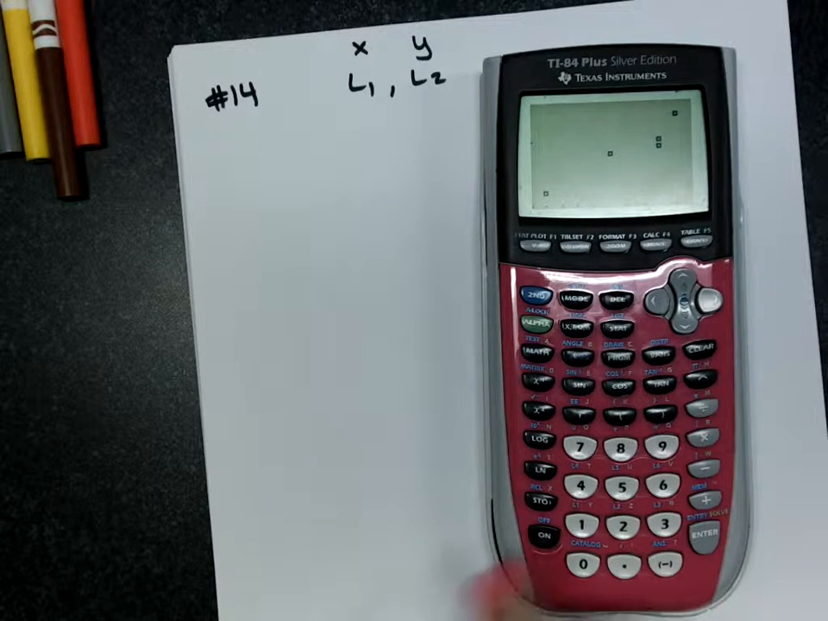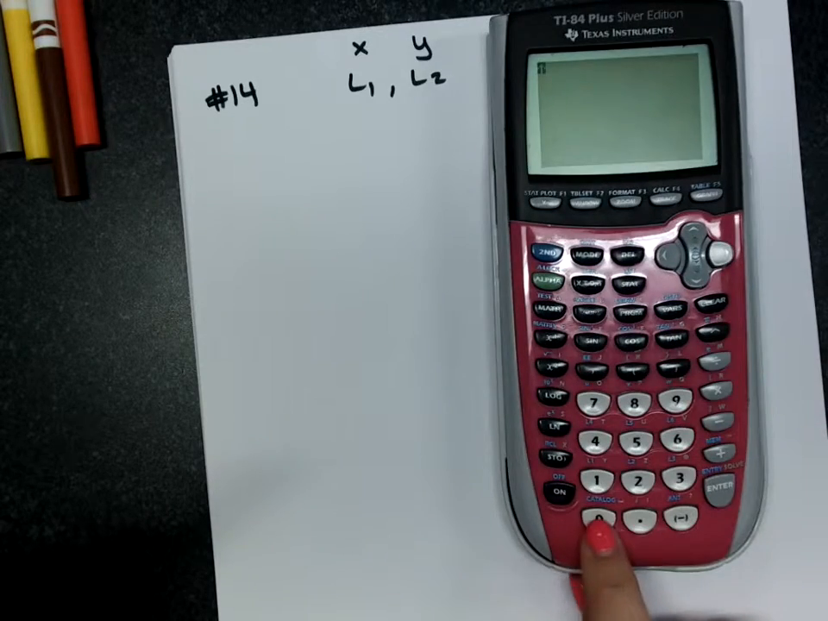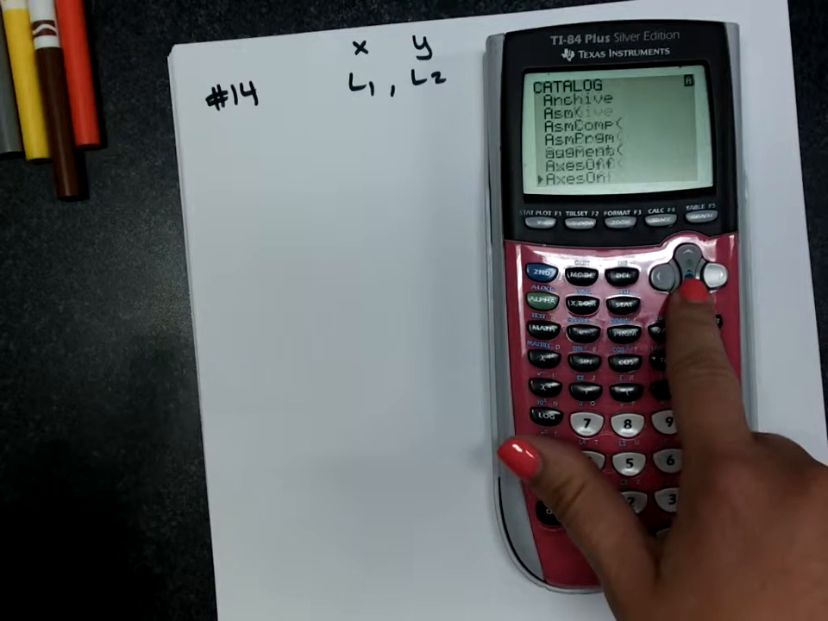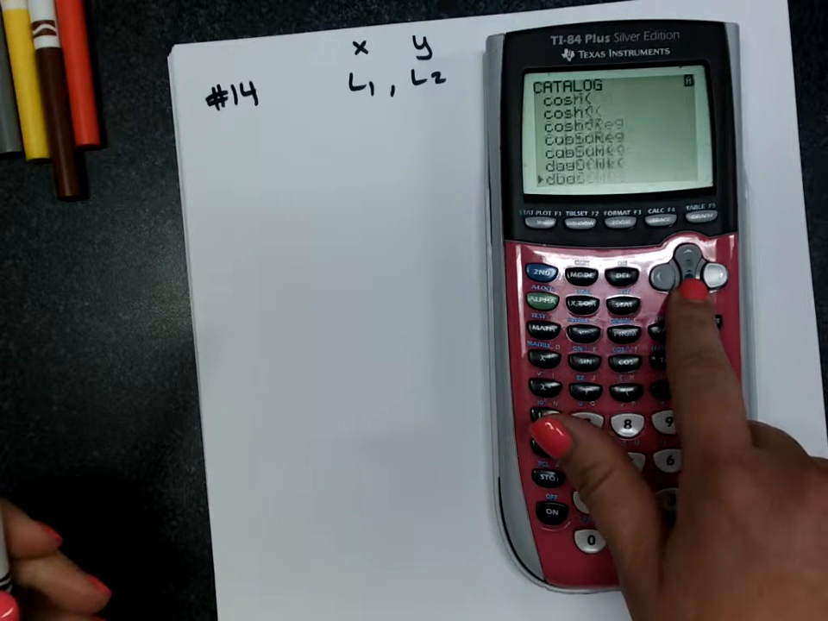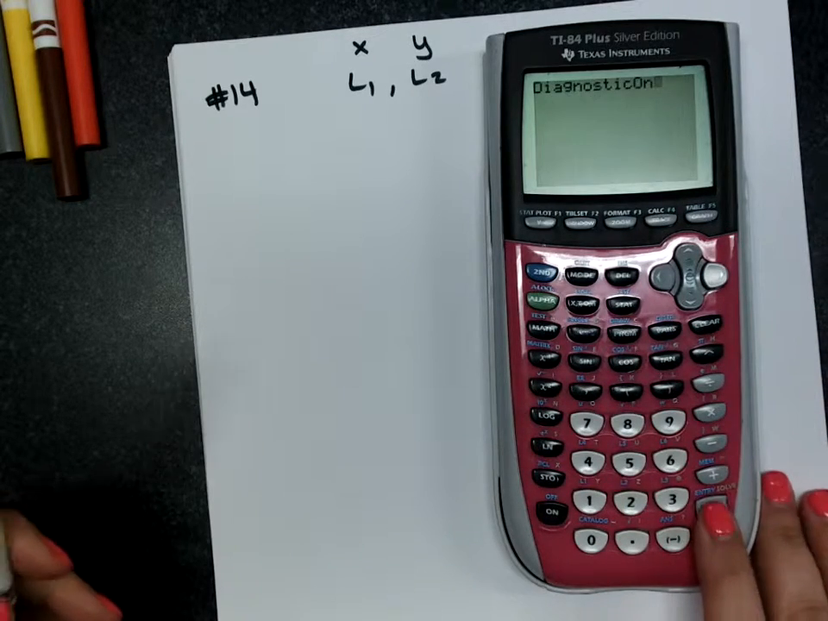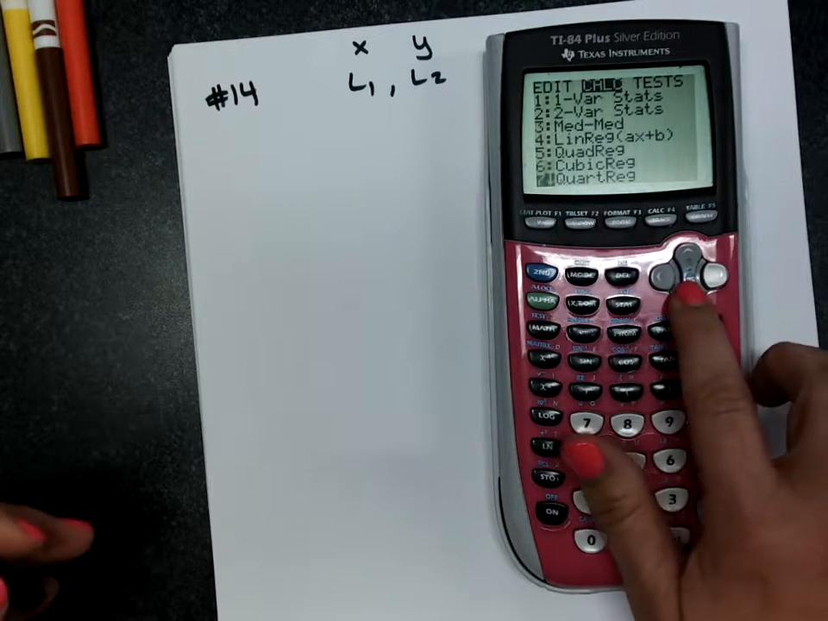And then for the R value, you have to turn your diagnostics on. So second, 0, you just keep going down. You can just hold the down key until you get down to the D's. Diagnostic on, hit enter and then enter again, and then you'll go to stat, over to calculate.